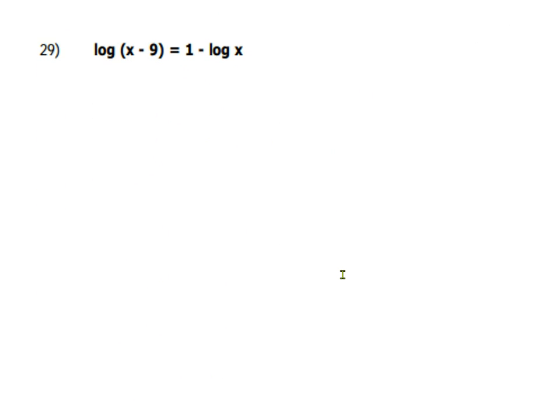Number 29 has more than one log, but this time I got a log here and I got a log over here, and they're on opposite sides of the equal sign. They need to be on the same side. Before, I had the log of this equals the log of that. I don't have that here. What I have is the log of this equals 1 minus the log of that. I don't have a situation where I can just drop the logs. This positive 1 here causes me problems. It causes me to not be able to do that.